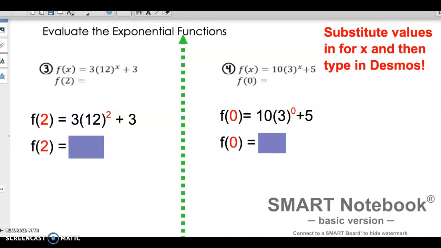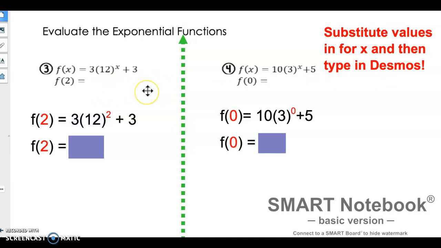All right, here we are evaluating exponential functions. So what we're going to do, if you see over here in the red, we need to substitute values in for x and then just type into Desmos or any other type of calculator that we have. Desmos is nice and easy because it will just calculate everything in one step.